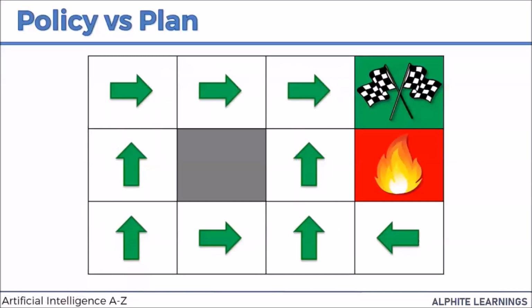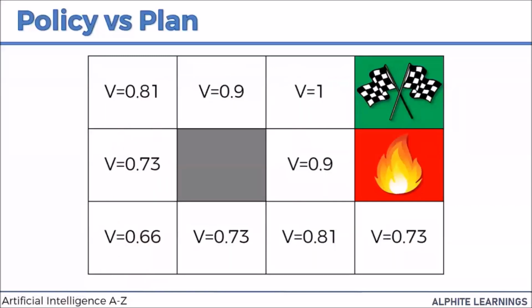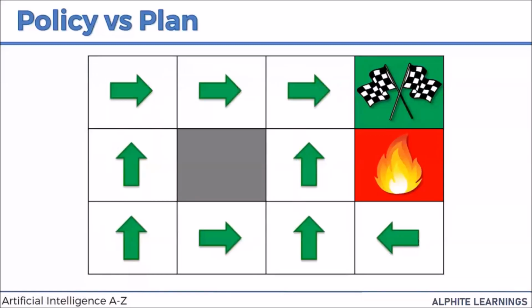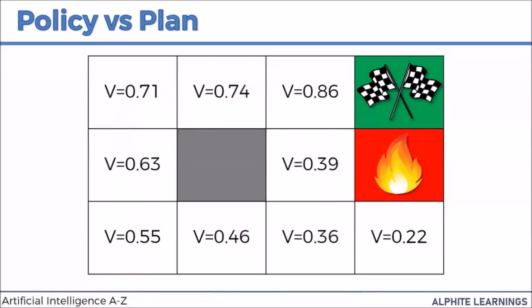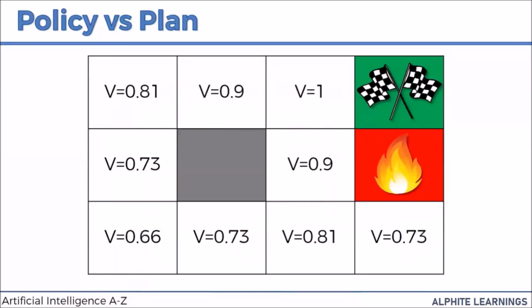When I have the raw Bellman equation, you can see what my plan was. This is my plan. If it is here, it will just go here and here. But we have probability, we have randomness, we have multiple choices to choose from. So what will be my policy?